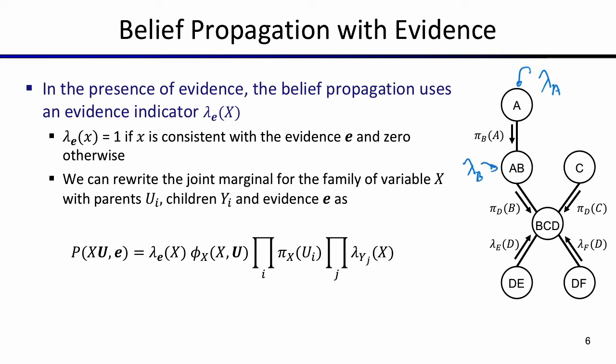At the end, what we have is this equation here to compute the marginal. We have the evidence indicator that is compatible with the variables in this cluster, times the factor that we have in the cluster, times the messages that are coming from the parent nodes, times the messages that are coming from the child nodes. And that's all.